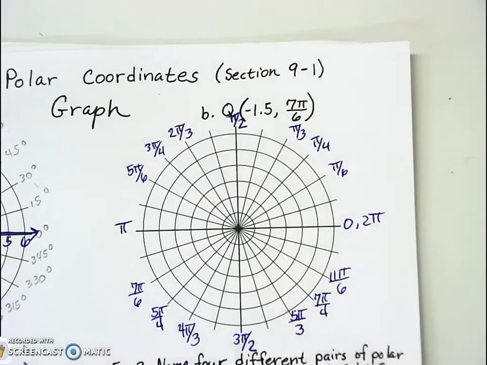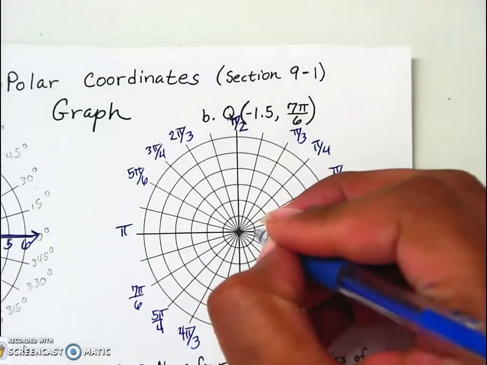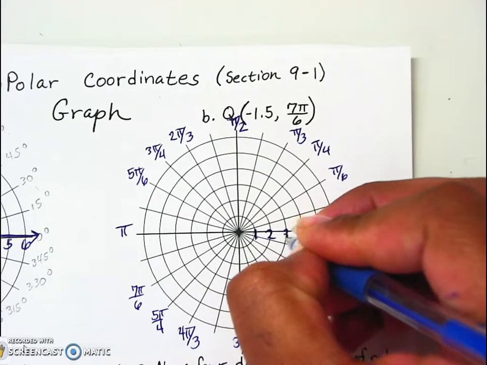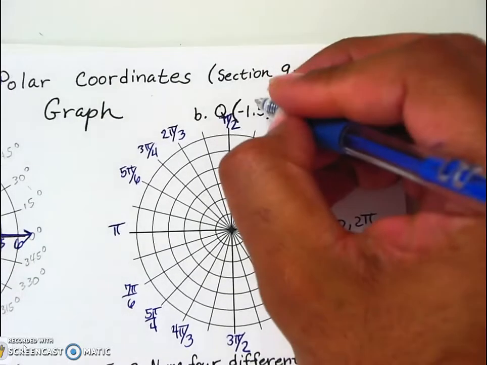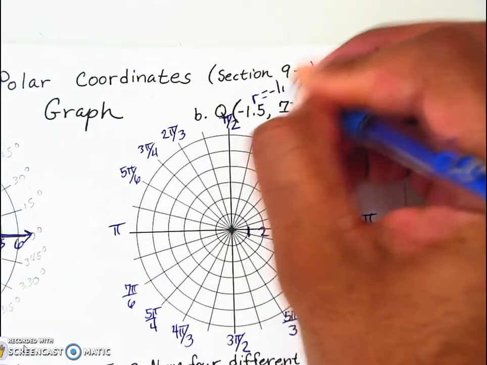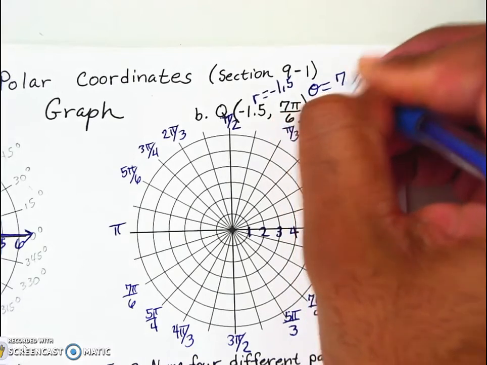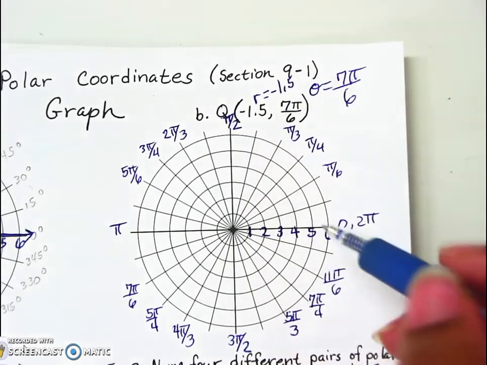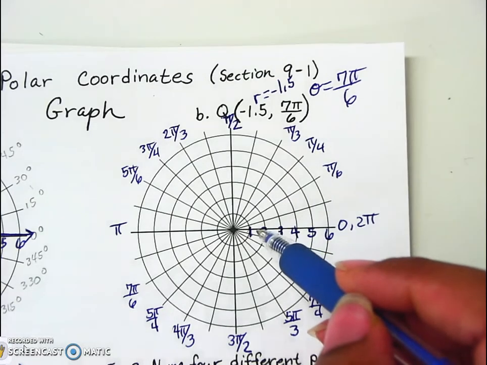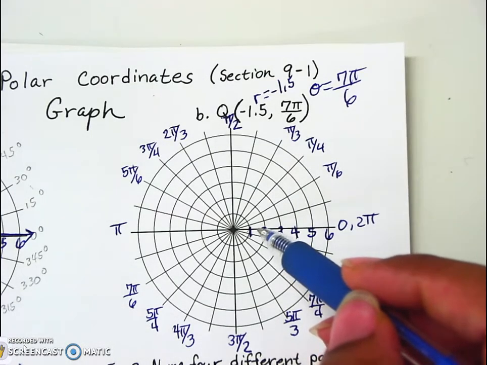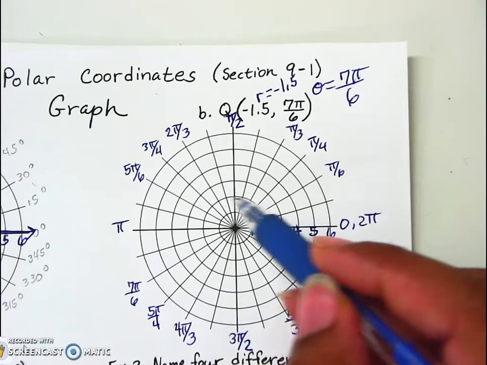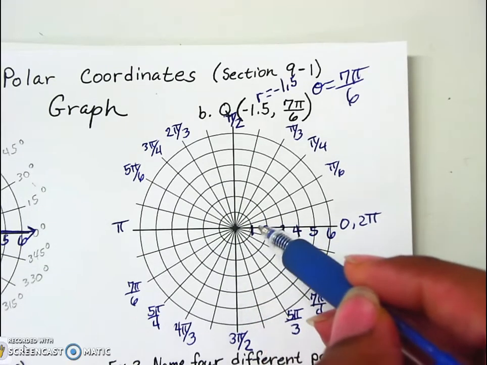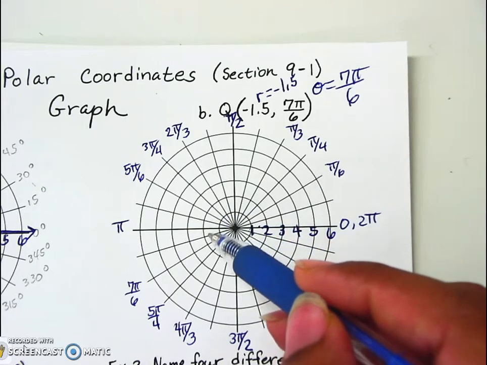All right. So with this, again, let's label these 1, 2, 3, 4, 5, 6. The r here is negative 1.5, and our theta is 7 pi over 6. Now with this, we know it's negative, but we're going to say 1.5 originally, just 1.5. So it's about right here. And if we go to the 7 pi over 6, that's coming around, going around. So that is here.